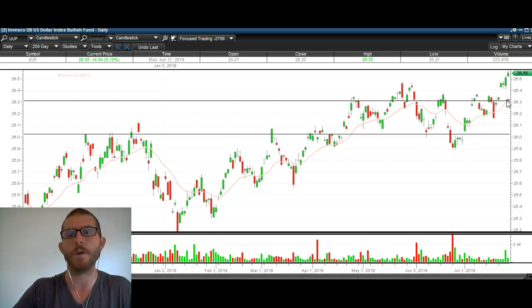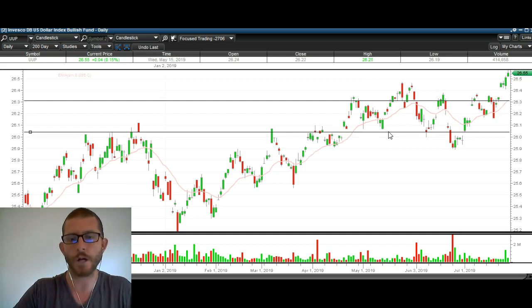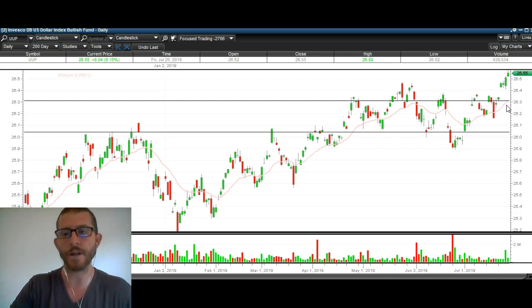Okay, so again, 26.30, that's the level that needs to hold. And right here, I want to show you a false move. So if we broke below that level, that would make this a false breakout. Okay, that's a very good setup, a short setup if it breaks. It works in both directions.